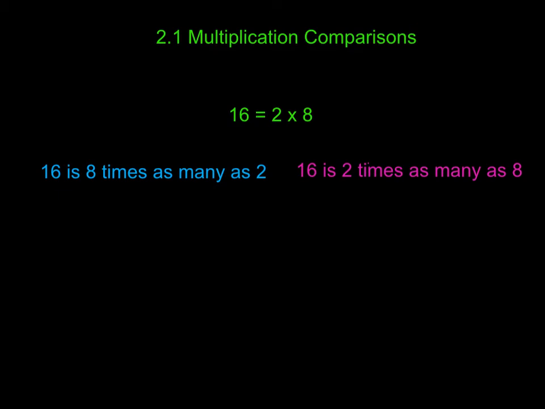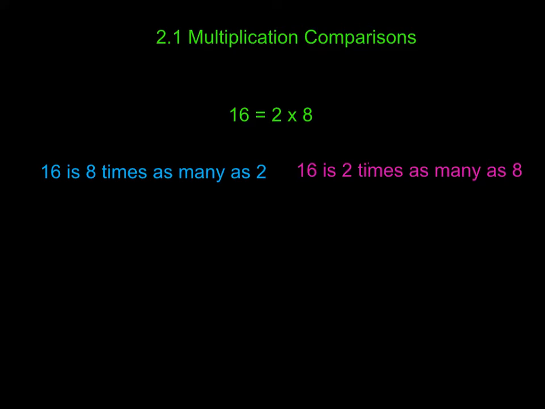Today we're going to work with multiplication comparisons. As you can see, our first example here, we have 16 equals 2 times 8. That we can write in two different ways. We can compare it in two different ways. We can compare it as 16 is 8 times as many as 2, or we can compare it as 16 is 2 times as many as 8.